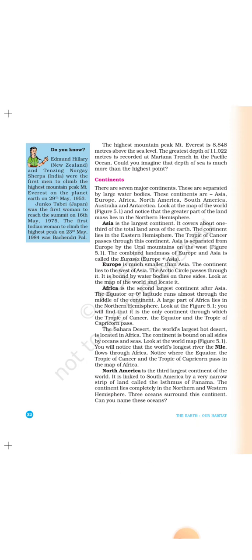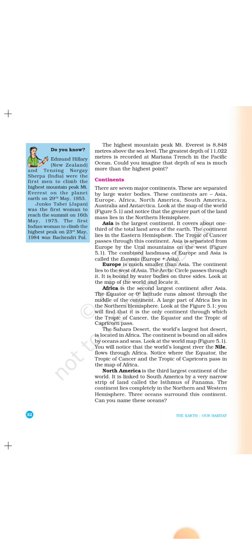सबसे बड़ा जो कॉन्टिनेंट है वो क्या है, एशिया. And it covers about 1/3 of the total land area of the Earth. The continent lies in the Eastern Hemisphere. The Tropic of Cancer passes through this continent, and Asia is separated from Europe by the Ural mountains on the west.